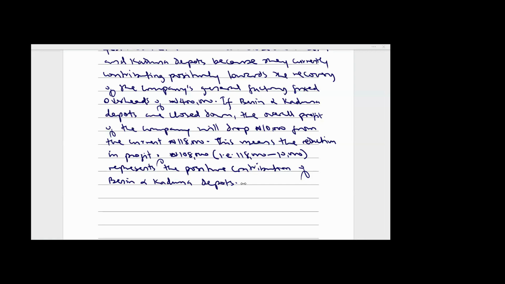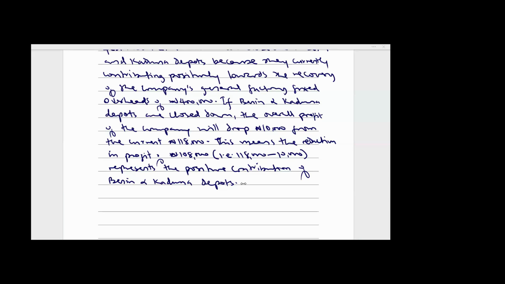Pick the first one. Talk about turnover, the impact of the closure decision. You can say Ifesinachi should consider the impact of closing down Benin and Kaduna Depot on the company's overall turnover. Okay, so you can stop there. Pick another one. Talk about the reputation, how it's going to affect the reputation of the company.